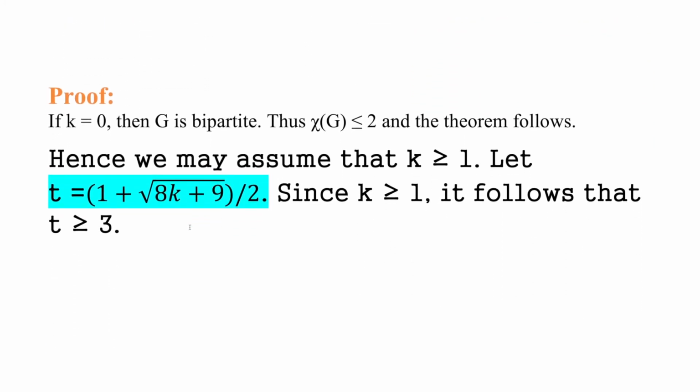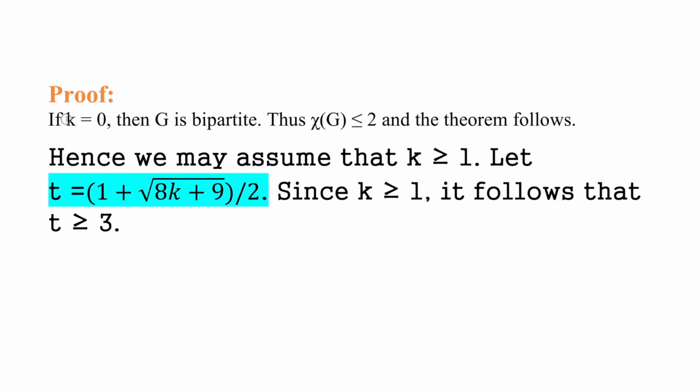Let us prove the theorem. If k is equal to 0, then G is bipartite. Thus, chi of G is less than or equal to 2 and the theorem follows. Hence, we may assume that k is greater than or equal to 1. Let T be equal to (1 plus the square root of 8k plus 9) divided by 2. Since k is greater than or equal to 1, it follows that T is also greater than or equal to 3.